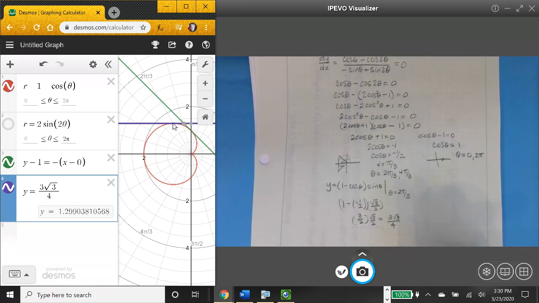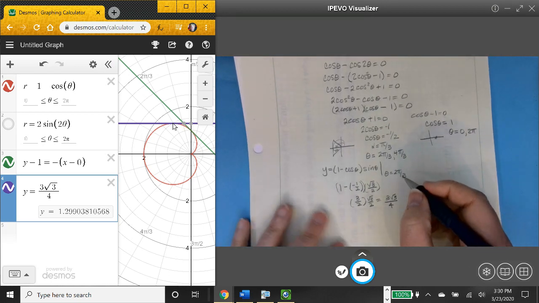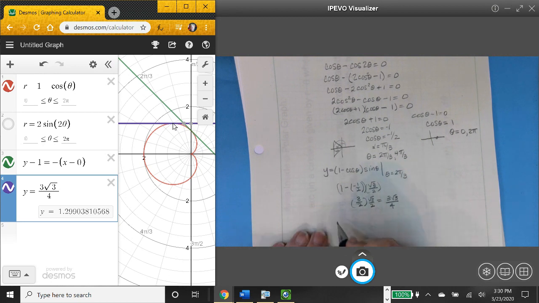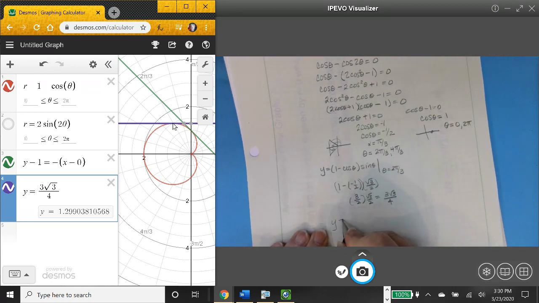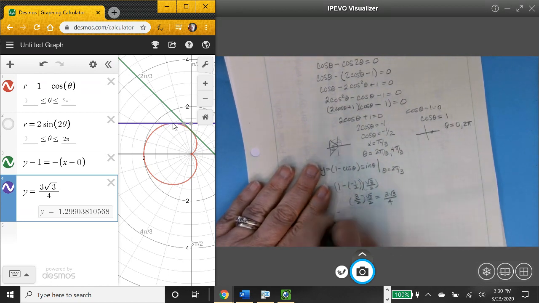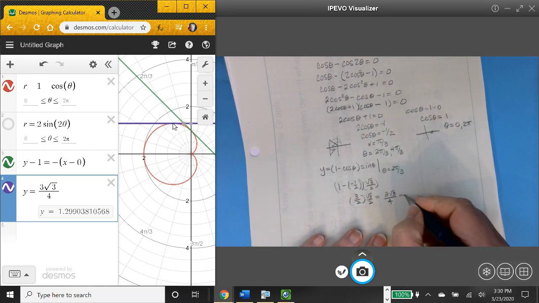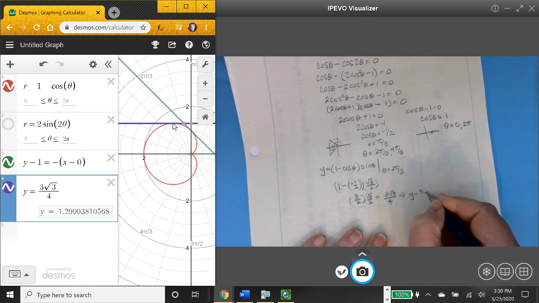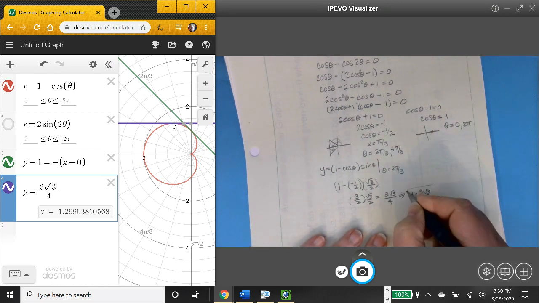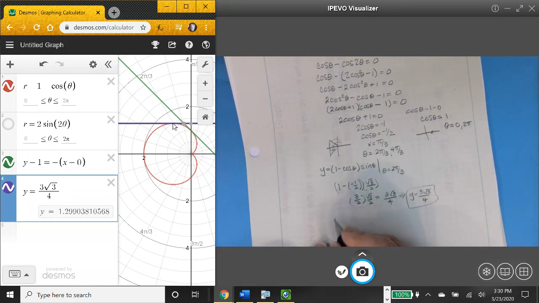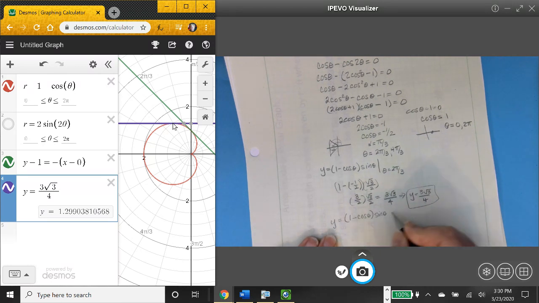And then if I did 4 pi over 3, so y equals, what's the equation of the horizontal tangent? It's going to be y equals 3 root 3 over 4. That's the equation of the horizontal tangent line. And then y equals 1 minus cosine theta times sine theta, such that theta equals 4 pi over 3.